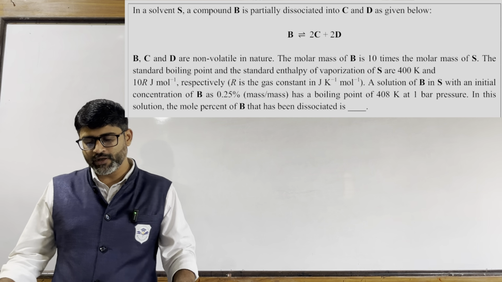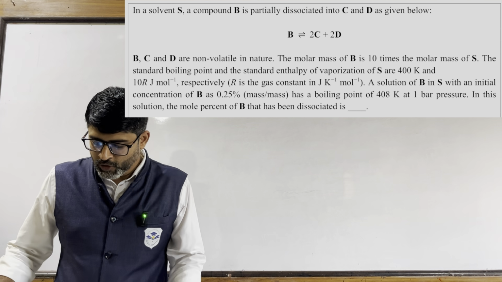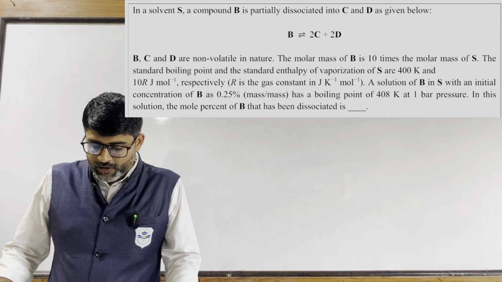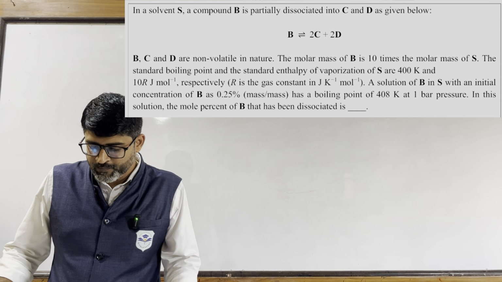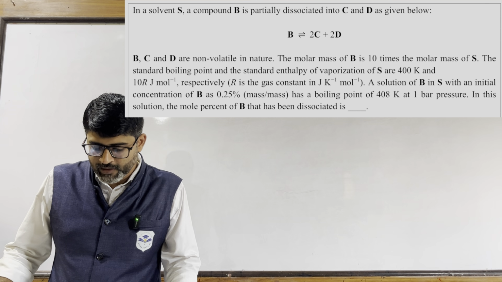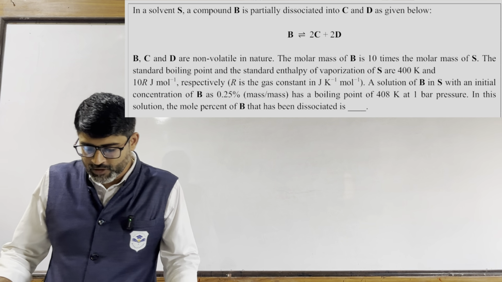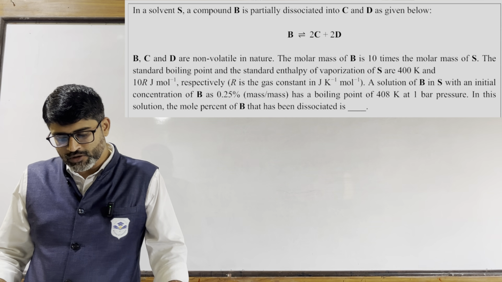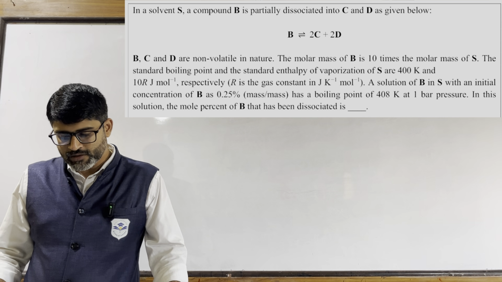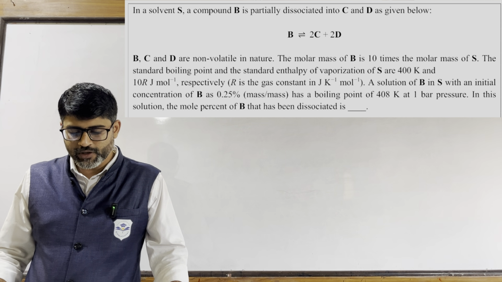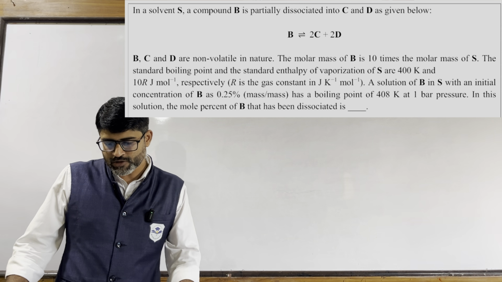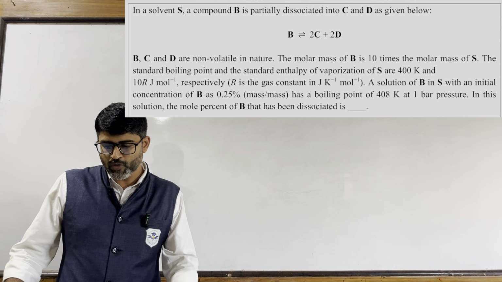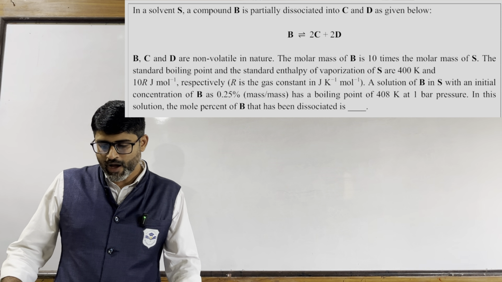The molar mass of B is 10 times the molar mass of S. The standard boiling point and the standard enthalpy of vaporization of S are 400 Kelvin and 10 R joule per mole respectively, where R is the gas constant in joule per Kelvin per mole. The solution of B in S with the initial concentration of B as 0.25% mass by mass has a boiling point of 0.408 Kelvin at 1 bar pressure.